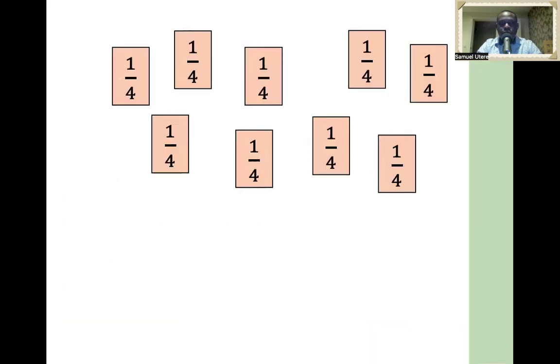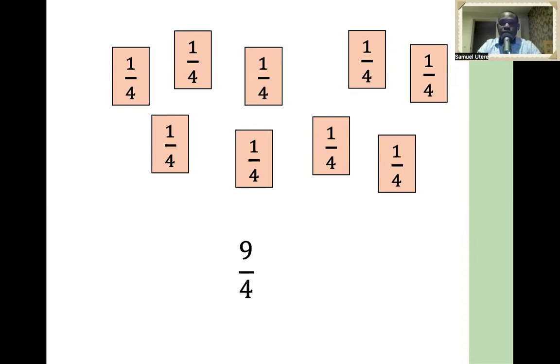So let's move on. If I ask you to write this as a mixed number, how would you go about it? I'll give you a hint. If we group these quarters in groups of 4, what will 4 quarters give me? What number? Well, I think you would have said it is 1, right?